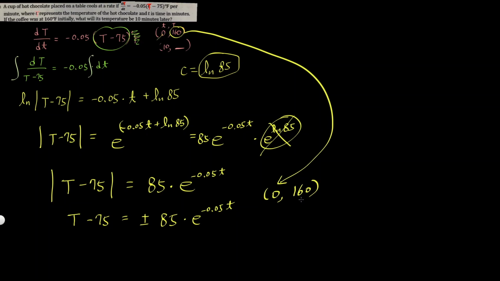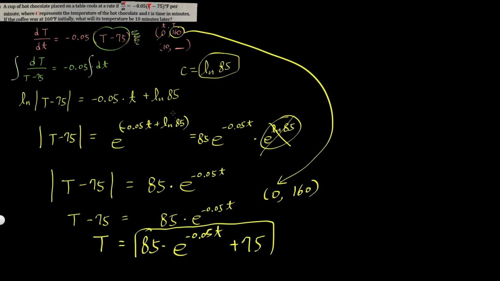So 160 minus 75 will be 85. Is that equal to positive or minus 85 times e to that 0? That will be 1. So 85 is equal to positive 85. So we could get rid of that plus or minus and just keep it positive. Now, capital T is going to be 85 times e raised to the power of negative 0.05 little t, where little t represents the time in minutes, plus 75. So we have the equation now.